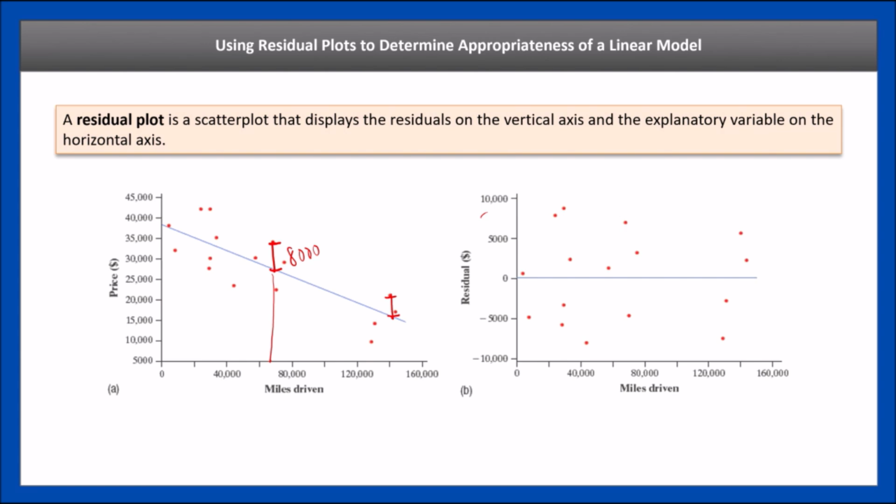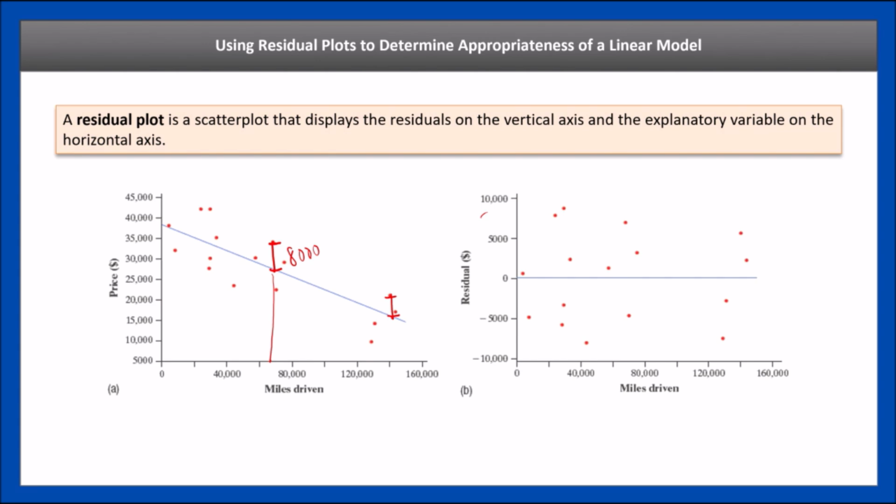And what we want to look for in a residual plot to determine appropriateness is we want to see randomness. So I want to observe that the points are random, meaning that there's an equal chance that they will be above the 0 line as well as below the 0 line. If I see randomness in the graph, that tells me that the linear model is appropriate. We want to see that the errors are random.